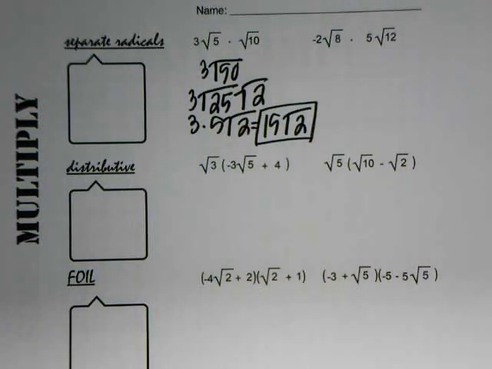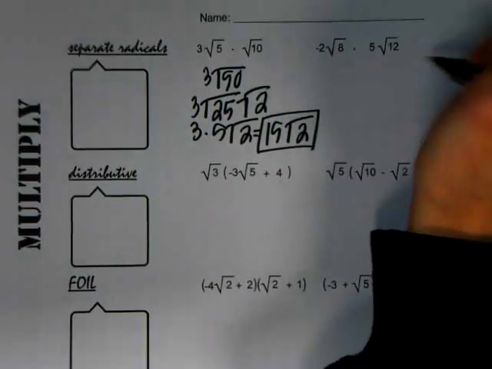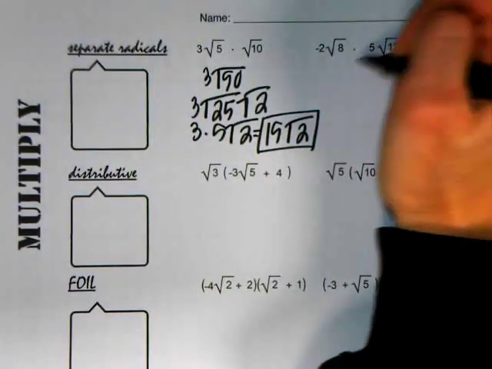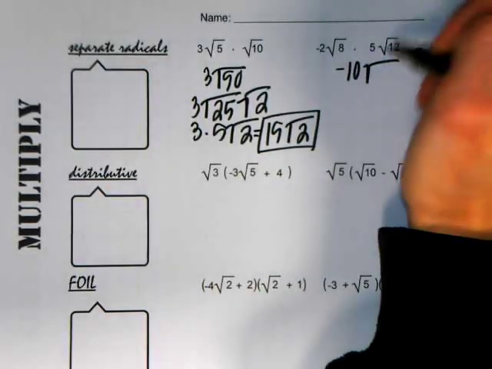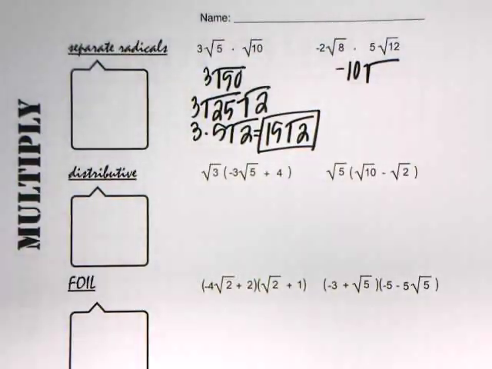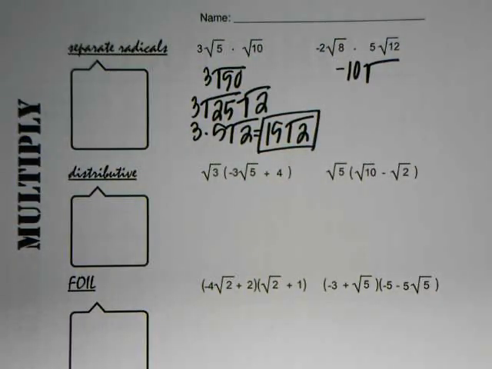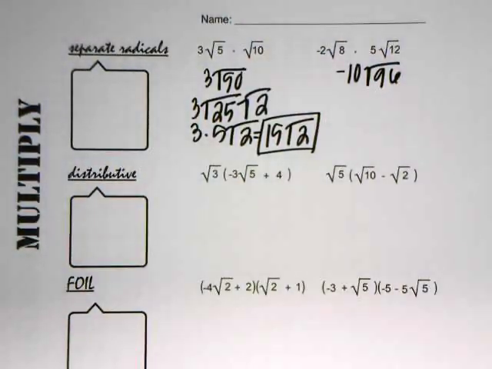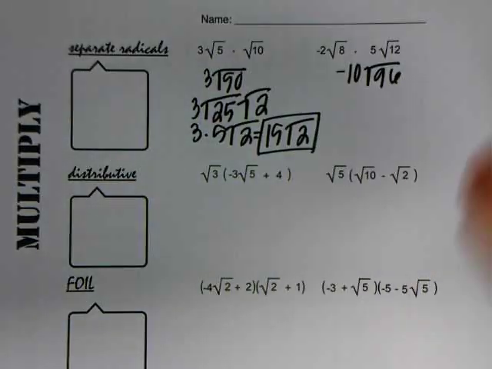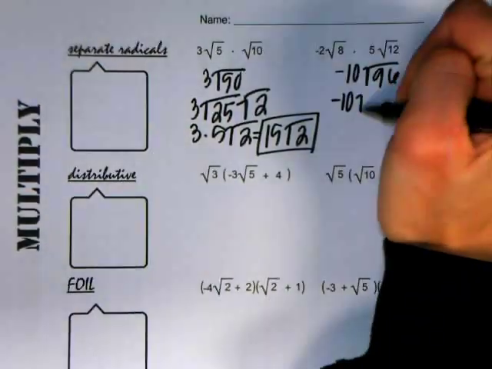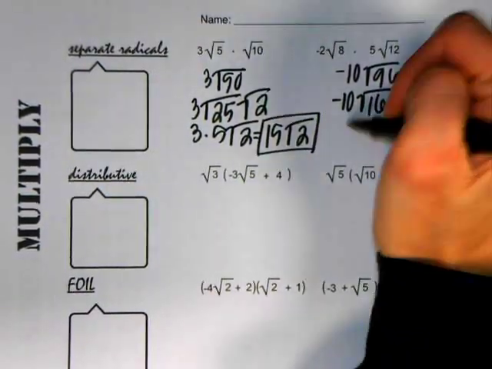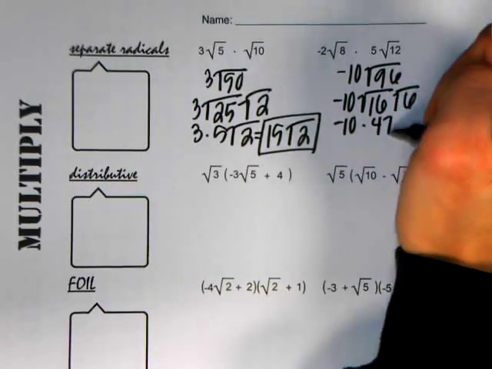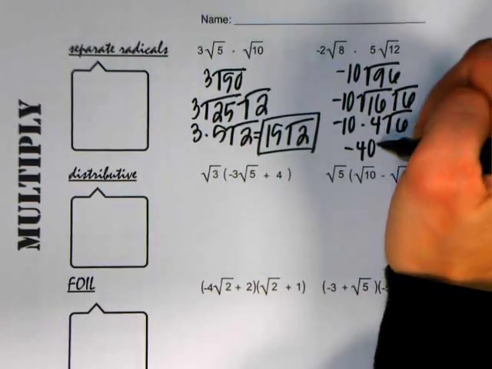Okay, and then the second one, multiply together first. Negative 2 times 5 is negative 10. Radical 8 times 12 is 96, I think. Yeah, 96. And then 96 you can break into 16 times 6. So negative 10 times 4 radical 6 is negative 40 radical 6.